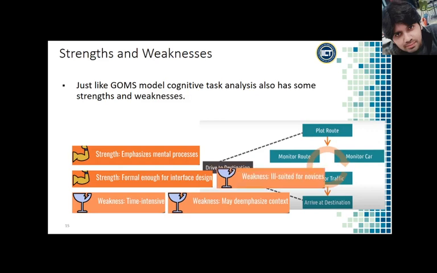Third, like GOMS, cognitive task analysis also isn't well suited for novices. It's well suited to expert users who have very strong models of the way they work and clearly understand their mental thought processes. But it is not very well suited for novice users who are still trying to learn how to use an interface.